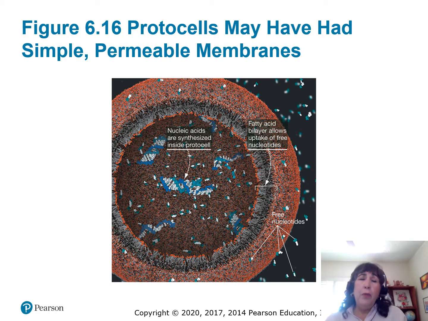So this is what a protocell might look like. Here's a membrane, and inside you see RNA molecules. And in this membrane, it has to be that on the outside you have nucleotides, the building blocks of RNA, that can go easily into the membrane to actually synthesize new RNA molecules.